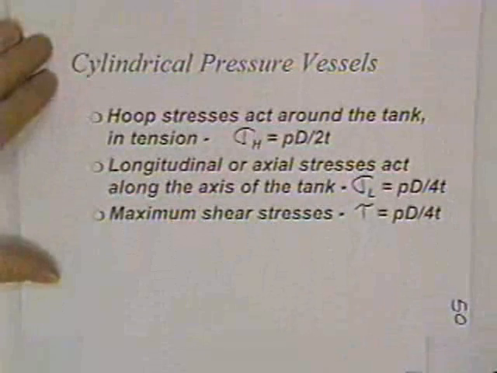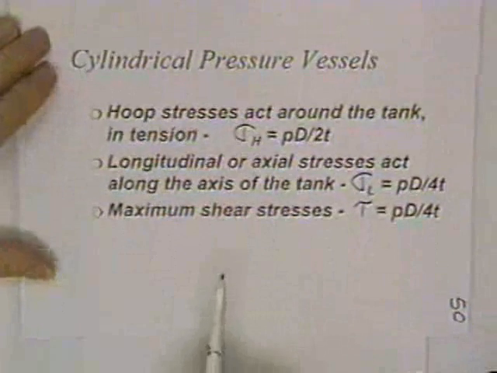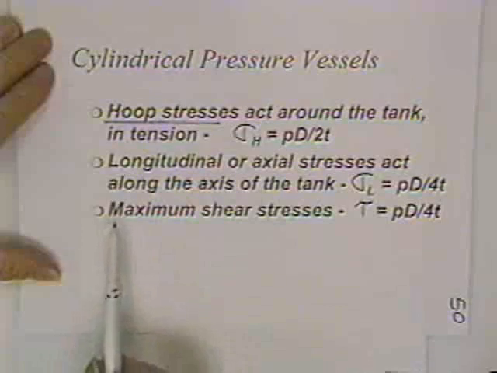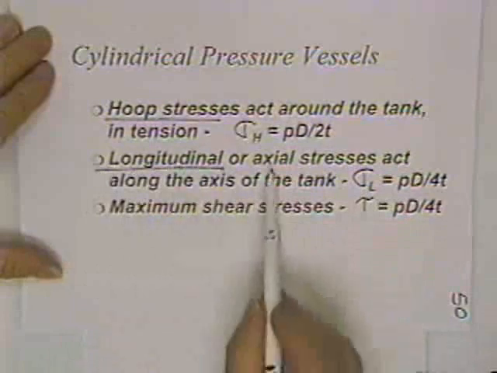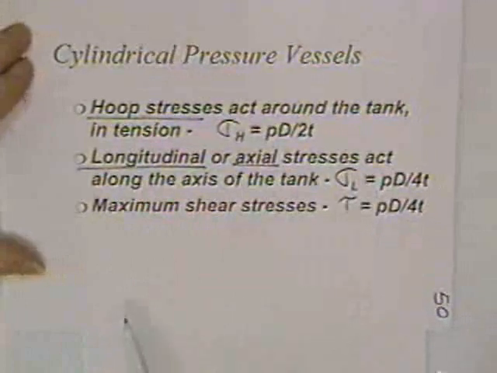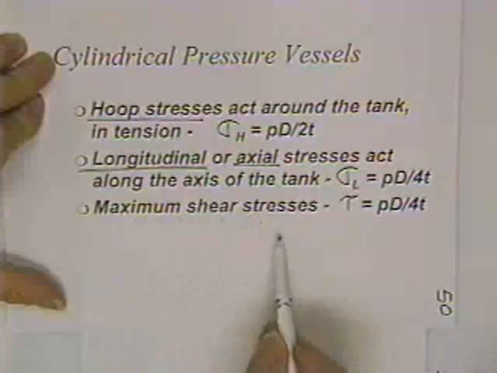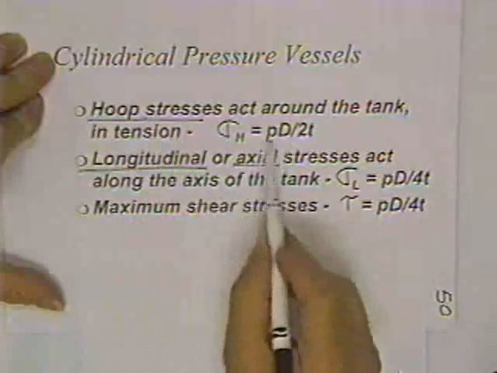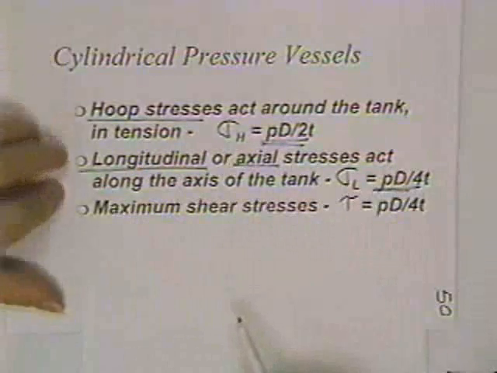Cylindrical pressure vessels. Cylindrical pressure vessels have hoop stresses in them. I'll show you what those look like in a minute. They act around the tank in tension. They have long ways or axial stresses, longitudinal stresses. The equations are given in your reference manual. And they have a maximum shear stress of PD over 4T. The hoop stresses are the biggest. You'll notice it's only divided by 2, whereas the longitudinal stresses are divided by 4.